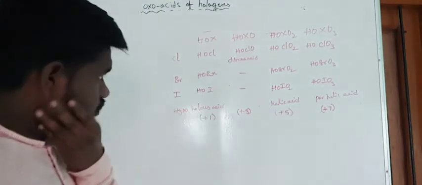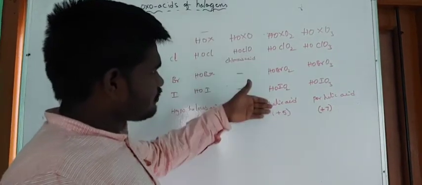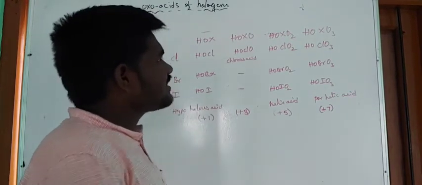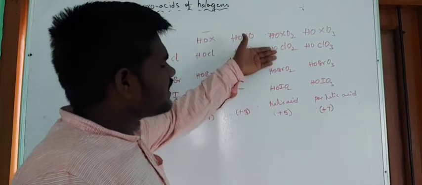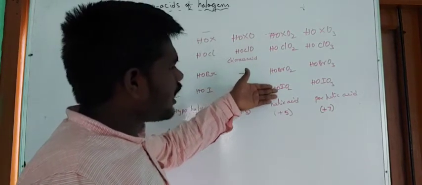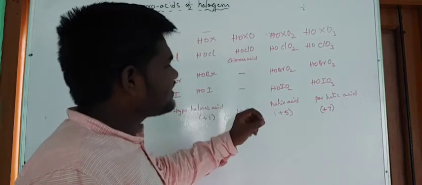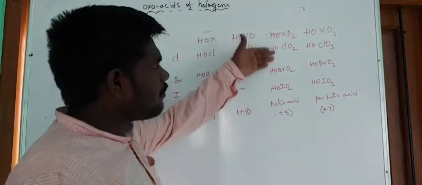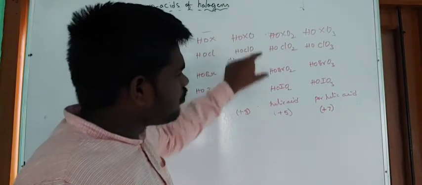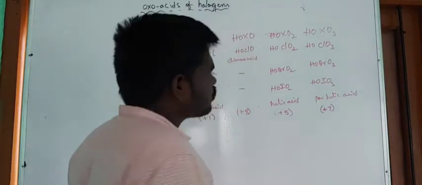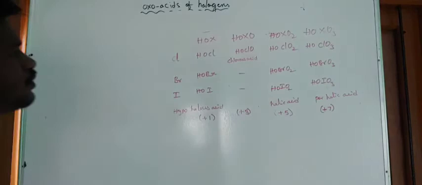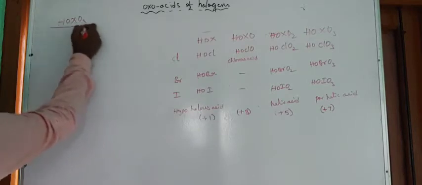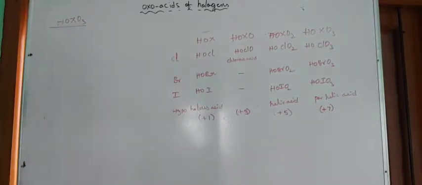So right, guys. Next, if you consider this series, the HOXO2 type, here also the acidic strength of HOClO2 is greater than HOBrO2 and HOIO2. So in halic acids, from top to bottom acidic strength decreases, or from bottom to top acidic strength increases. So next let us consider the HOXO3 type. Their general name is perhalic acids.